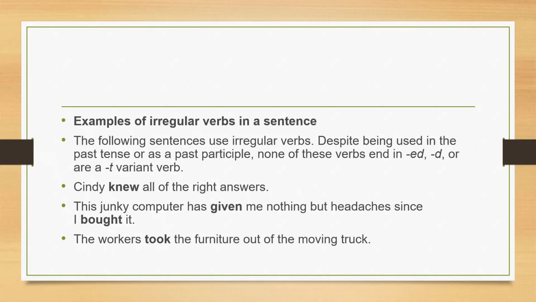So, what are examples of irregular verbs? Like, Cindy knew all of the right answers. So, knew is the past tense of the verb know: know, knew, known. This junky computer has given me nothing but headache since I bought it. So, gave, given. This is the irregular verb. The workers took the furniture out of the moving truck. So, take, took, taken. These are the forms. So, took is the irregular verb here.